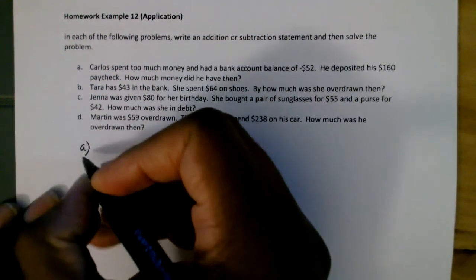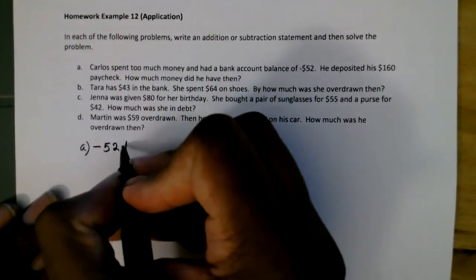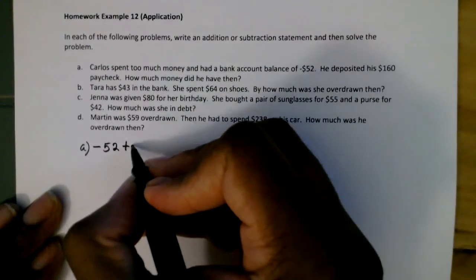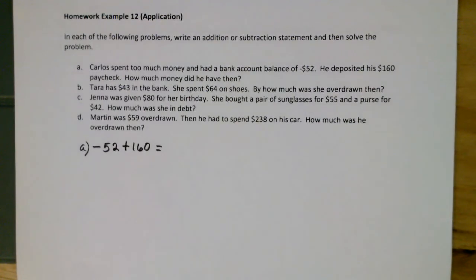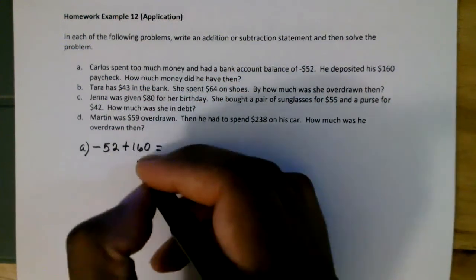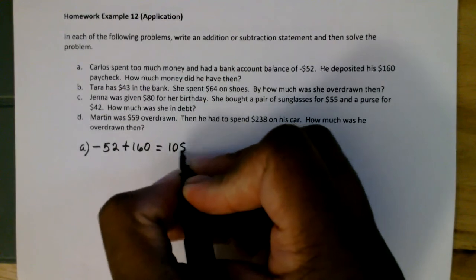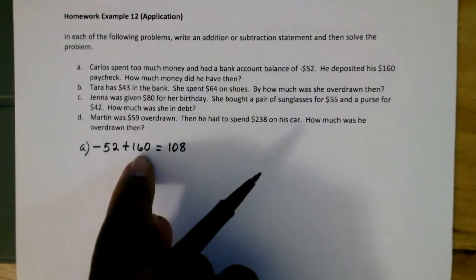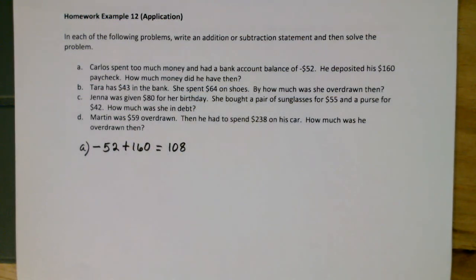So in this case here, his bank account balance was -$52, but then he deposited his paycheck of $160. So that's the addition sentence, -52 plus 160. Well, we're adding two integers with different signs. So we subtract 52 from 160, that would be 108. The larger of the two absolute values is 160, which is positive, so 108 will be positive. So the amount of money he had then was $108.